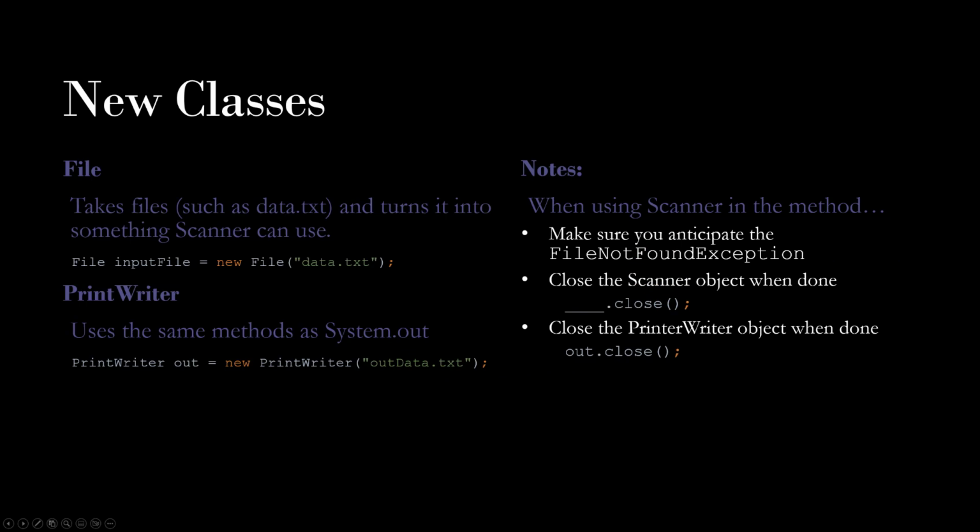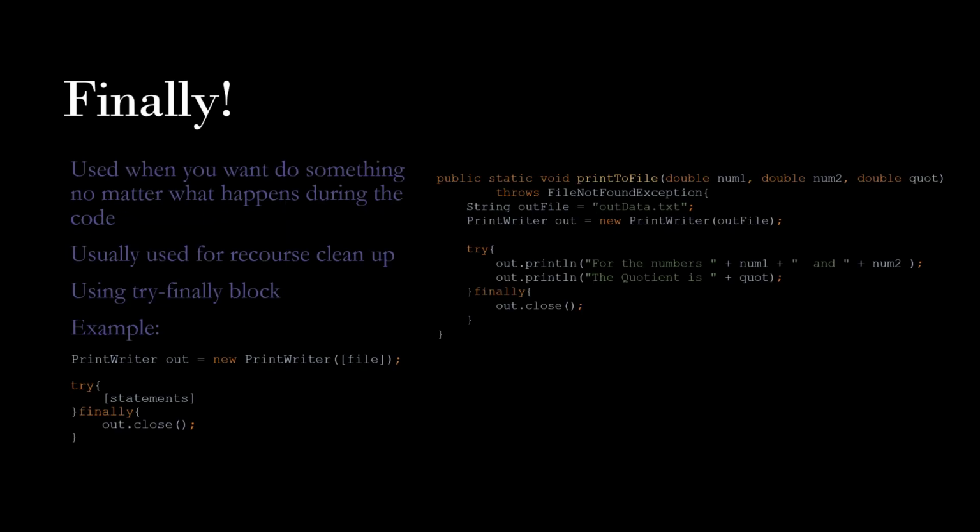When we're using the scanner with a file, make sure you anticipate the FileNotFoundException, so you're handling it somewhere. The compiler will be looking for you to handle it. Also, for both of these, you're going to need to use the close method. Technically, you're supposed to use the close method for scanner, but with the strings and the command line, you haven't really needed to, so we haven't done it. But the idea is that at the end, you want to do object.close to say that you're done using the scanner.